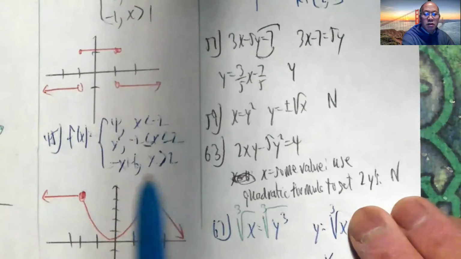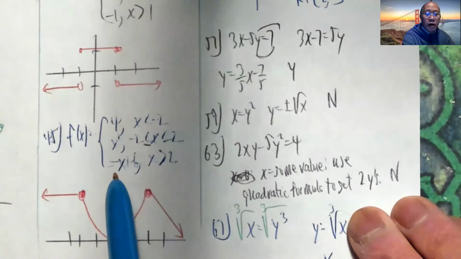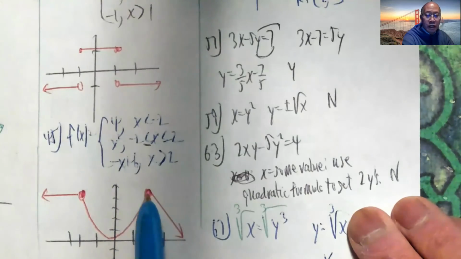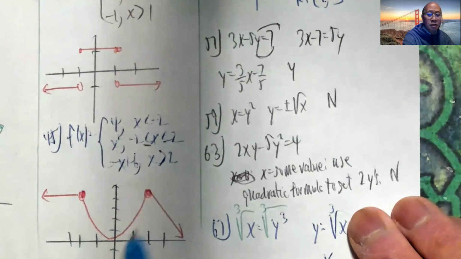Then for x greater than 2, y is -x plus 6. If I plug in 2, I get 4. Slope is -1. So it goes down like that. So this thing is continuous all the way through.